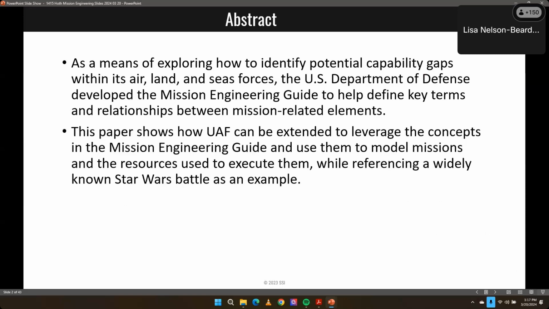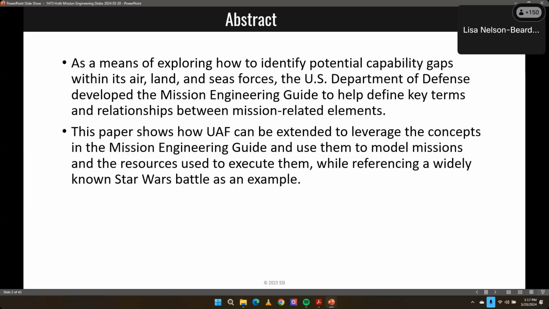Okay, for those of you who have not seen this before, the problem with presenting models to the DoD is everything is classified. And of course it is and should be. So how do you show examples? Well, this is why we came up with Star Wars.